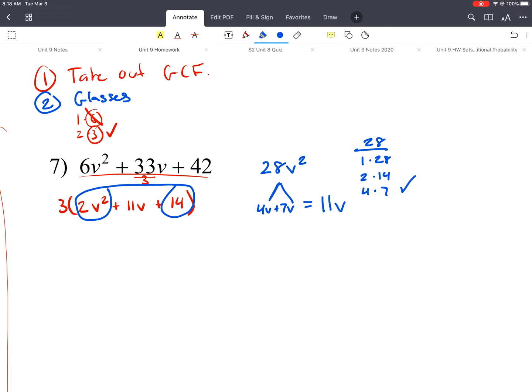So again, we can't use the shortcut. So for step 3, if a is not equal to 1, grouping. So here we'll have 2v squared still, and then we'd have plus 4v plus 7v, that gives us the 11v, plus 14. And we'll just hang on to this 3, the greatest common factor that we took out at the beginning. We'll put that in at the end.